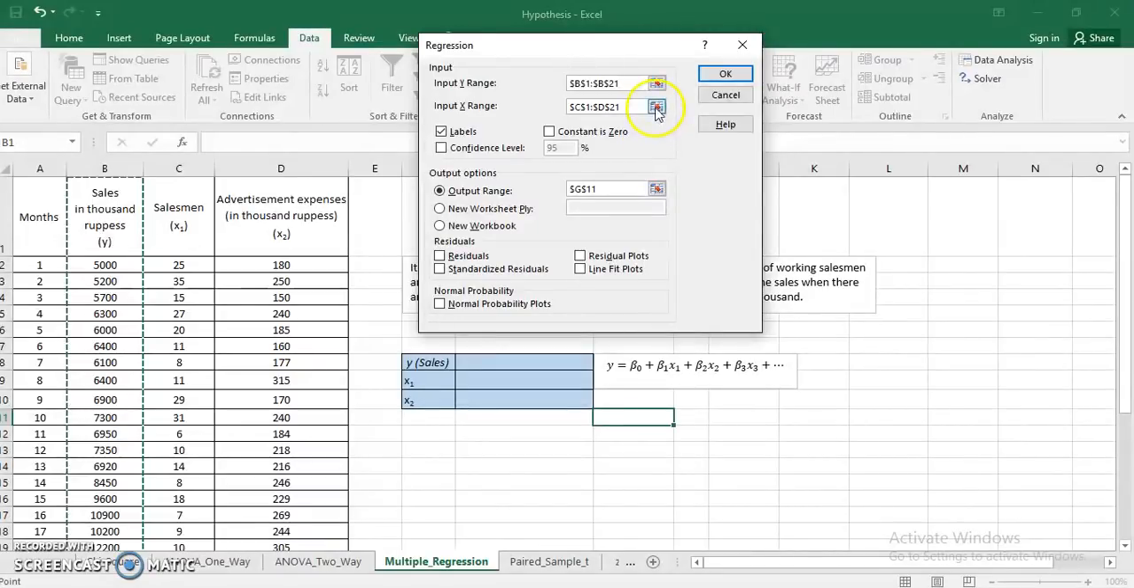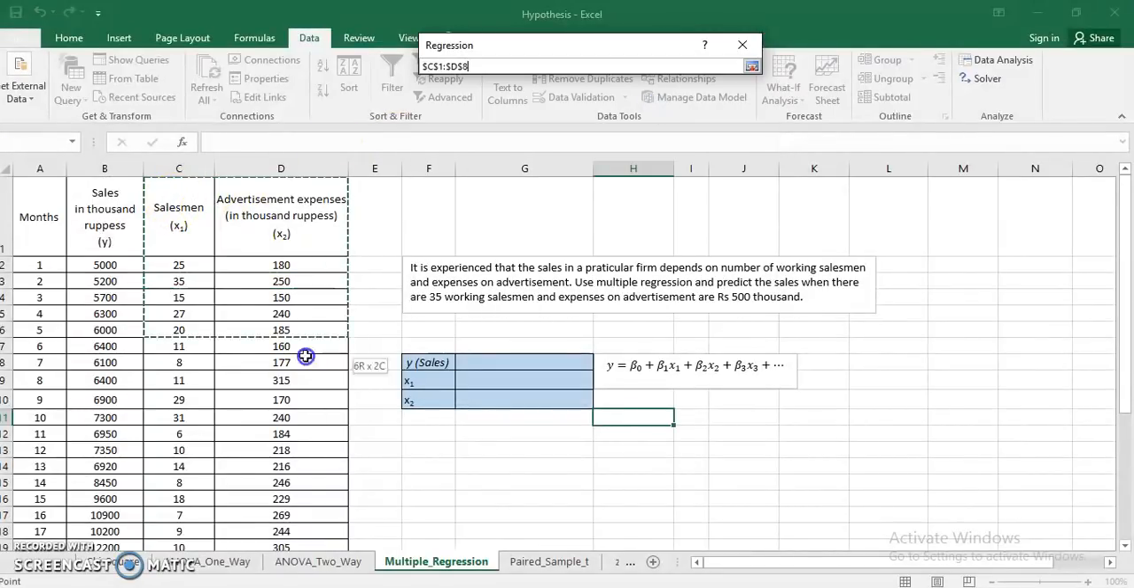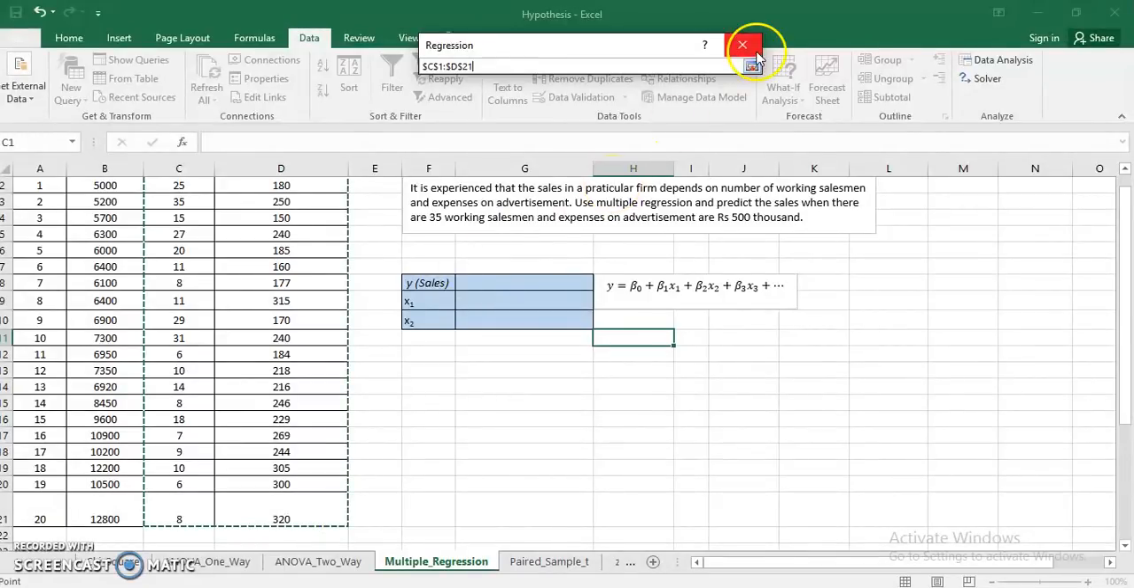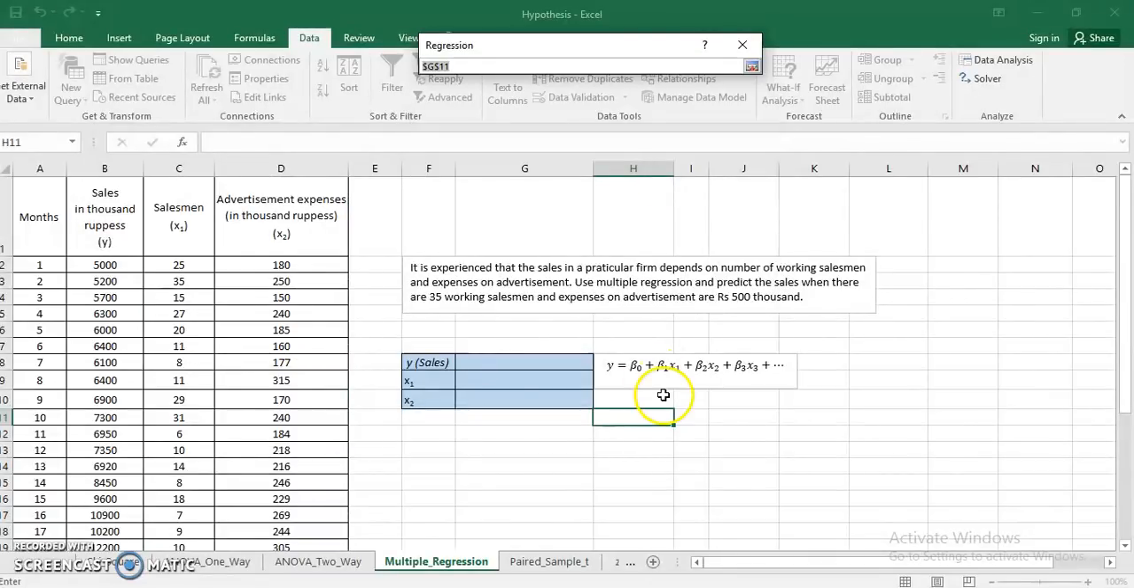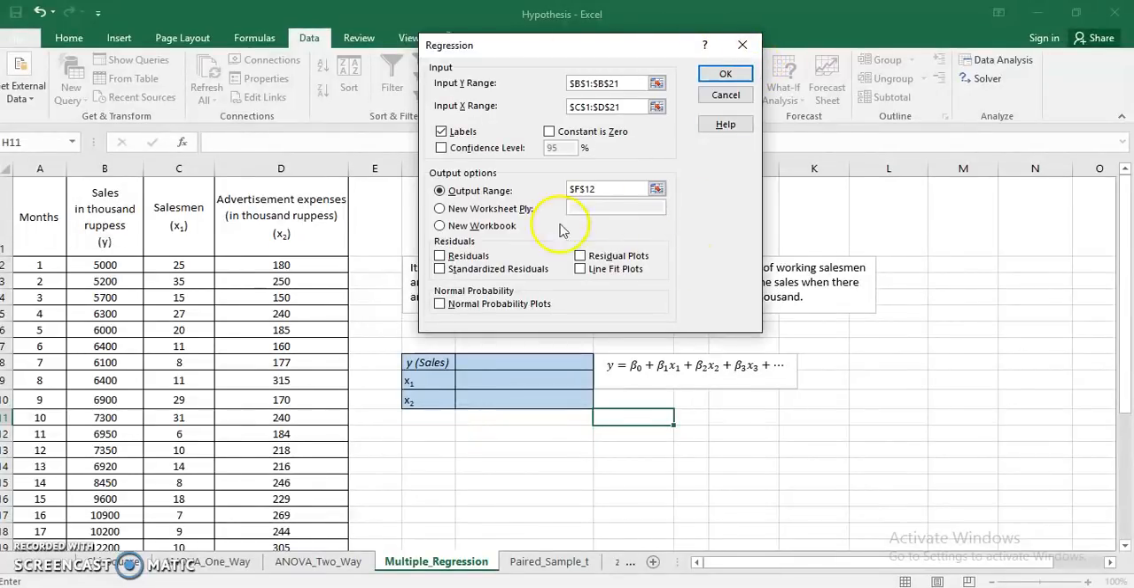Next it asks for input range x, so I have selected both my independent variables x1 and x2 in one go. I put a check in labels because my columns have their own headings. Then where exactly I want to paste my output. Let us suppose I want to paste my output in this cell right here, F12. I'll leave these blocks empty for now, and I'll be discussing them later. Confidence interval is by default 95%. You can change it to 99% or 90% as per your choice. And I click OK.